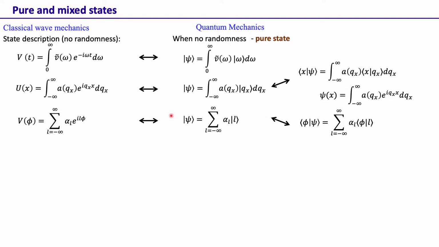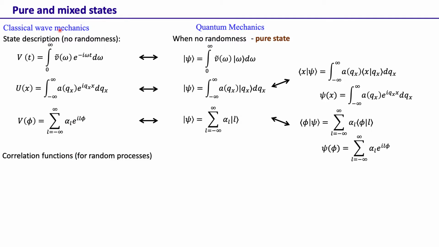Similarly, for the discrete basis, we can again take the projection, and then this is the wave function in the phi basis, and we see this representation again is very similar to that representation. So, when there is no randomness, the state in quantum mechanics is referred to as a pure state.